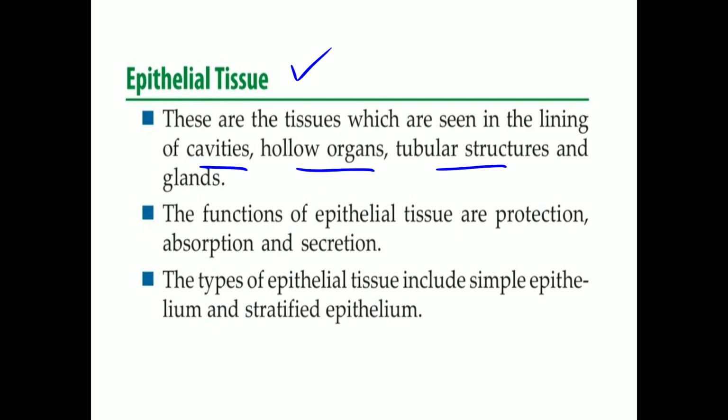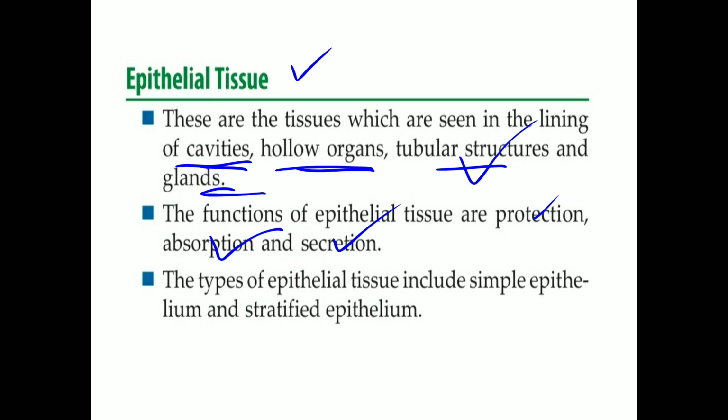The functions of the epithelial tissue include protection, absorption, and secretion. These are the major functions performed by an epithelial tissue, and they are seen in the lining of the body cavities and the hollow organs. Example, the inner lining of the uterus, then tubular structures, the inner lining of the fallopian tube, and the glands are all made of epithelial tissue.